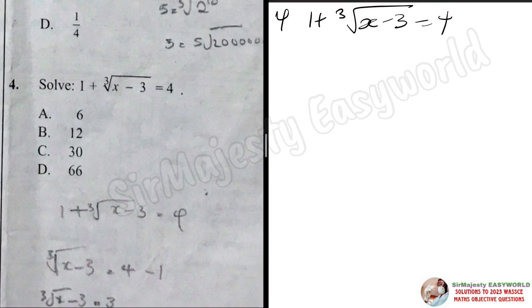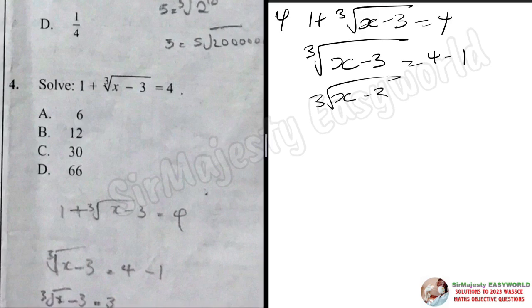So what are we going to do? First of all, we're going to collect like terms. This will be the cube root of x minus 3 is equal to 4 minus 1. Cube root of x minus 3 will be equal to 3. So I'm going to cube both sides so we can cancel this cube root here.